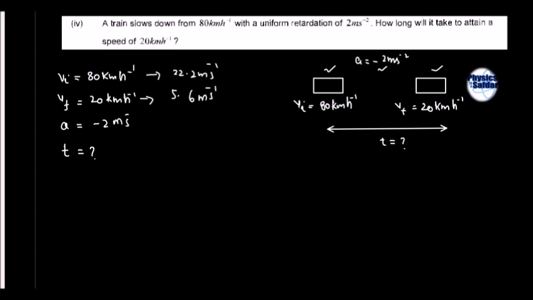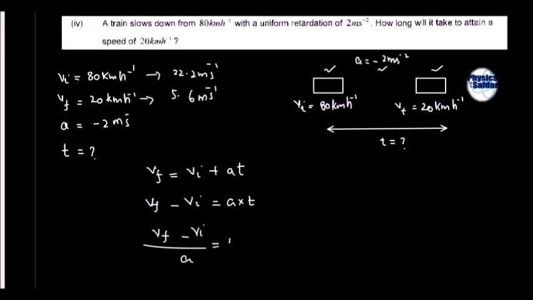With the help of equations of motion, we can find the time period. The equation we are going to use here is Vf is equal to Vi plus a times t. Because you need the time interval, you can make time the subject. Vf minus Vi is equal to a times t. Now Vf minus Vi divided by a is equal to t. Now the equation is ready and you can substitute all the values we have.